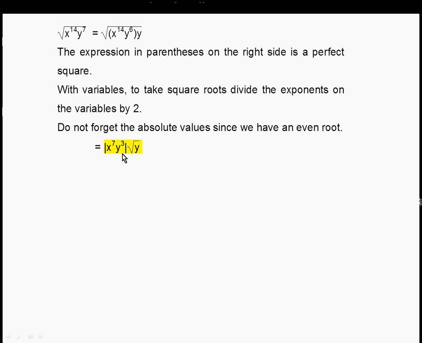Okay, now even though it's possible to simplify the absolute value, we're not going to worry about that. Our goal is really to simplify the radical. If you leave off the absolute values, it's wrong.